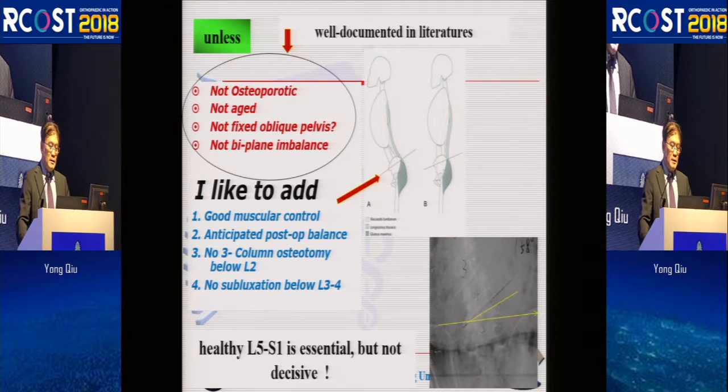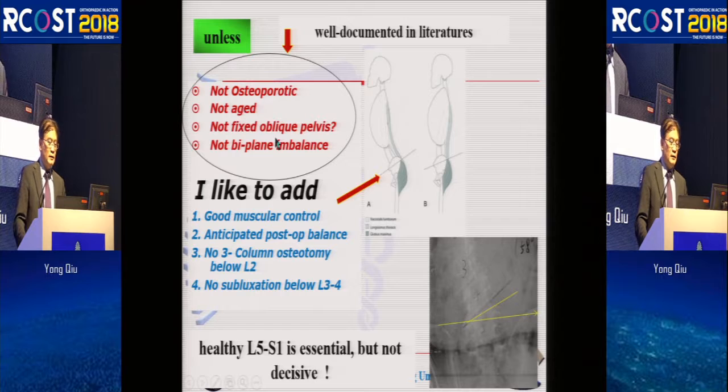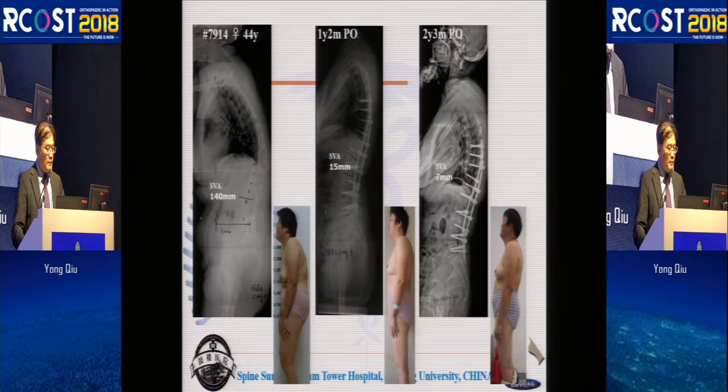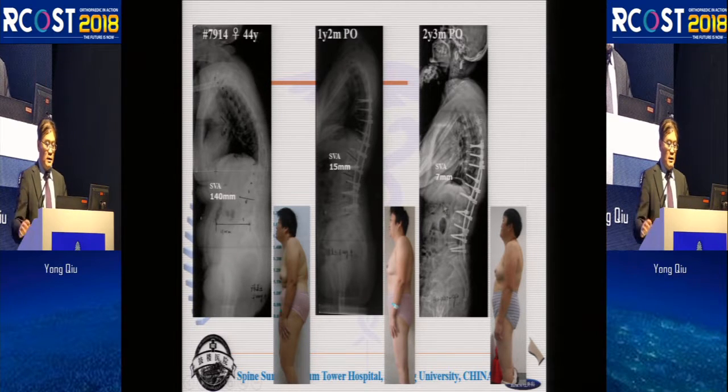So the patient must be not osteoporotic, not aged, not have a rigid distal curve, and the patient has good muscle control, etc. Look at this. I stopped at L5 for this patient. The patient is only 44 years old, a young patient. The L5-S1 disc is healthy, so I tried fixing the instrumentation at L5, even though it's a long instrumentation. At 2 years follow-up, the patient looks good.